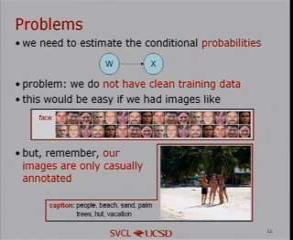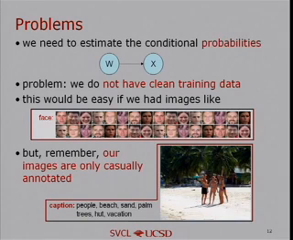So we need to estimate these conditional probabilities from W to X. And that's problematic, in particular, because we do not have clean training data. It would be relatively easy, I mean, nothing is ever really easy in computer vision, it would be relatively easy if you had a training set where, for example, if you're doing face detection, usually you get a training set that consists only of very nicely cropped pictures of faces.